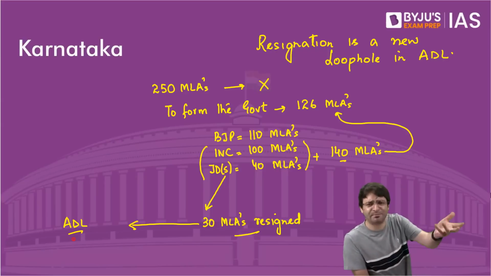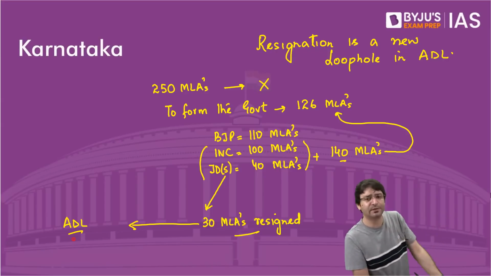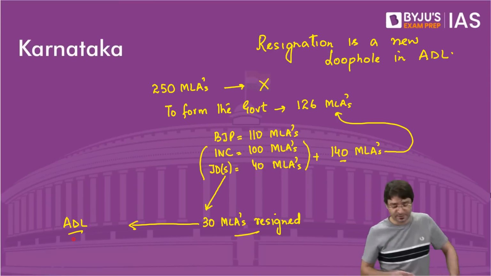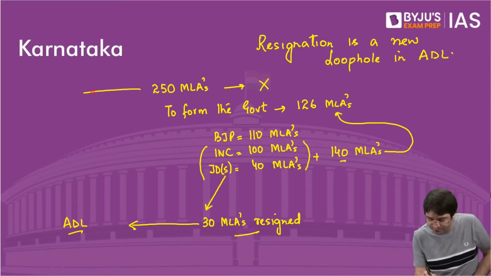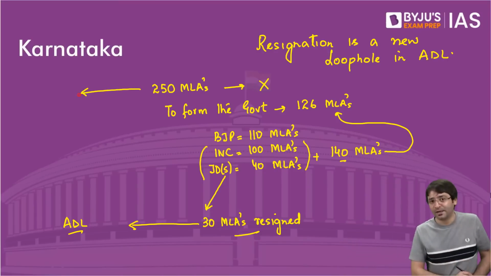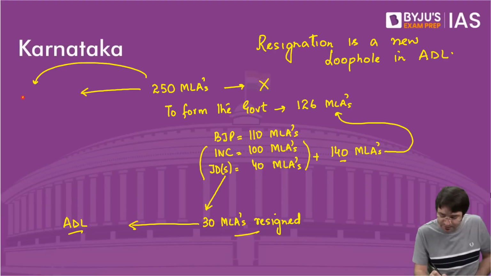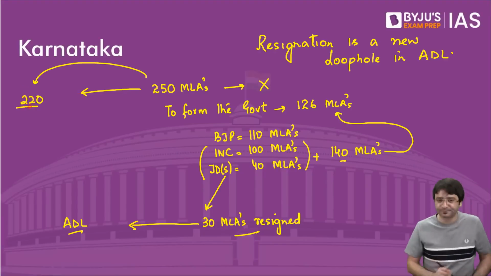BJP can be replaced with Congress tomorrow if Congress comes to power. All of them would do the same thing. What would they gain by forcing them to resign? If there were 250 MLAs, and 30 MLAs have resigned, it basically means the strength of the Legislative Assembly is now only 220.